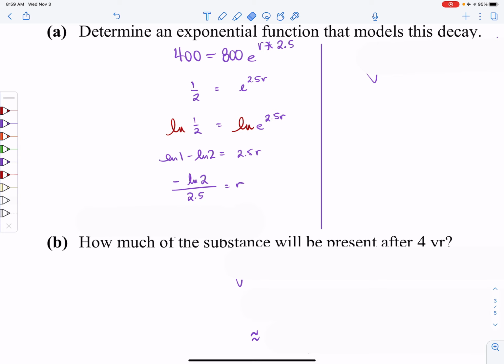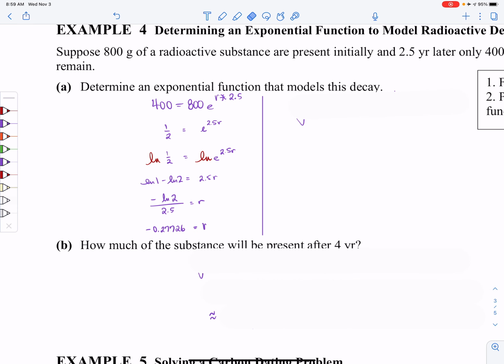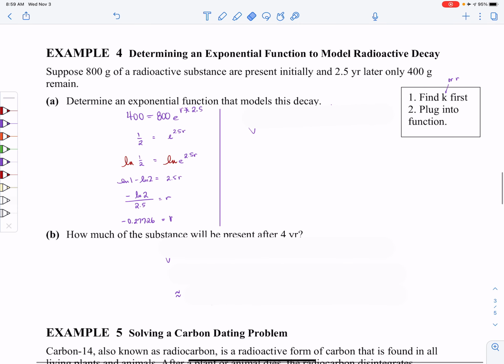And then I'll divide on both sides by my decimal, throw that into my calculator, and I'll get my rate value, or my k value. So then what I can do is plug this into my function. And so I'll have y is equal to my starting amount of 800 times e raised to my rate times t power. All right, so then I can use this equation for part B.